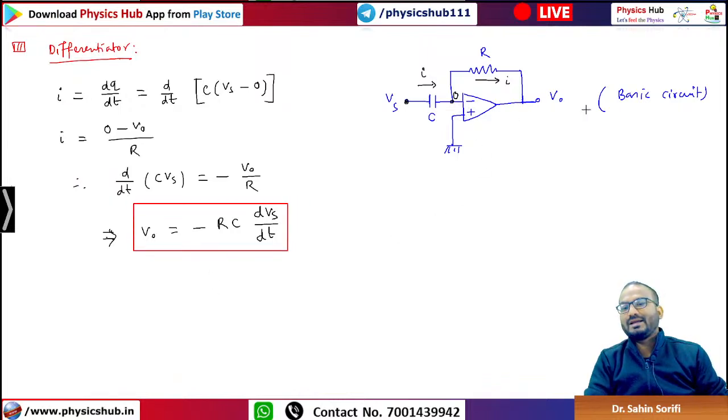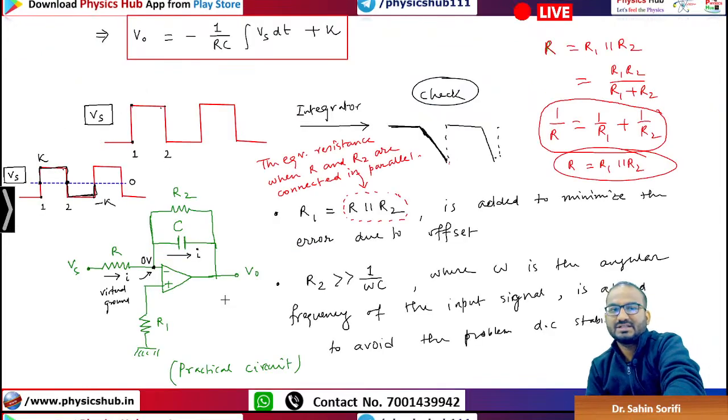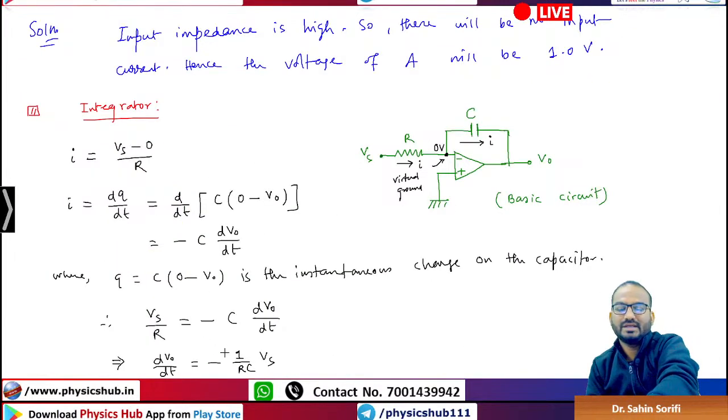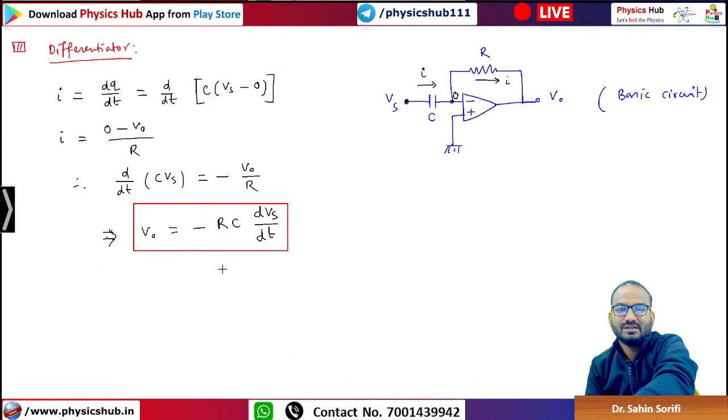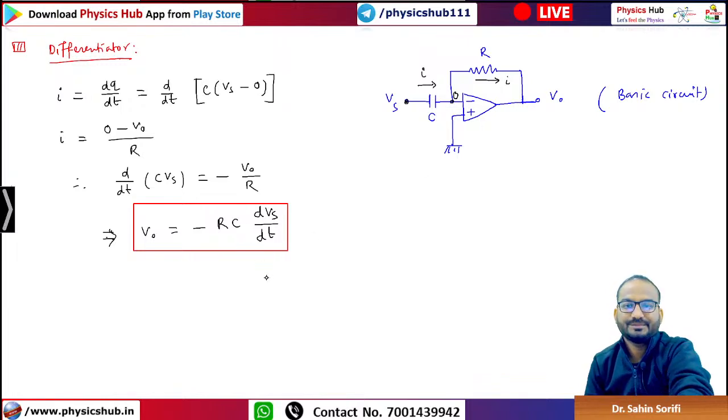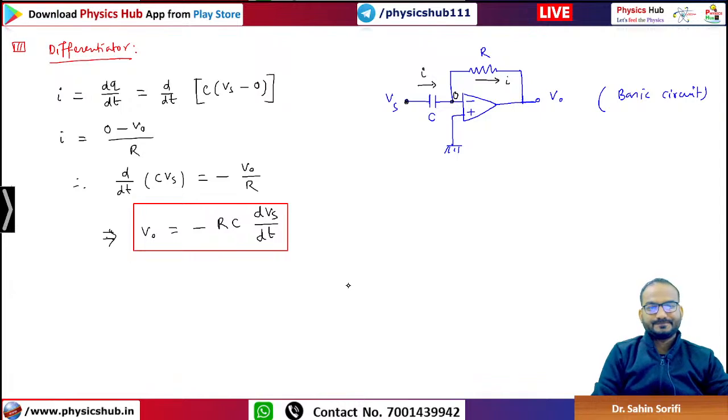Remember one thing: as it is an inverting amplifier, the input is given to the inverting input, so there will always be a negative sign. The multiplicative constant for the integrator is minus 1 by RC. Here it is only RC. When you are considering an integrator, you have to integrate. When you are considering a differentiator, you have to differentiate. This is what it is.